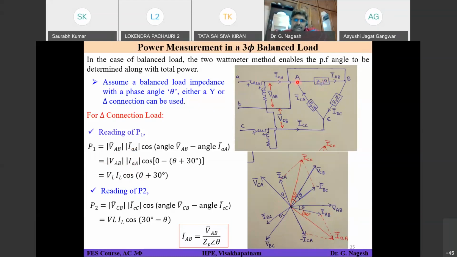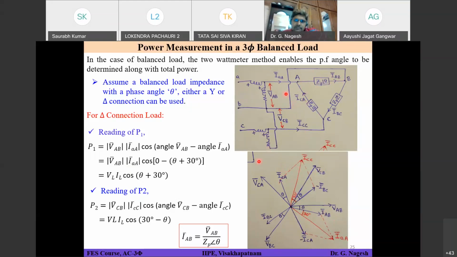If you apply KCL at this point, at A, IAA is equal to IAB minus ICA. Correct? IAB is flowing from here to here, ICA is coming into that. So simply apply KCL at this node. IAB you already know, ICA I have to find out. ICA is here.